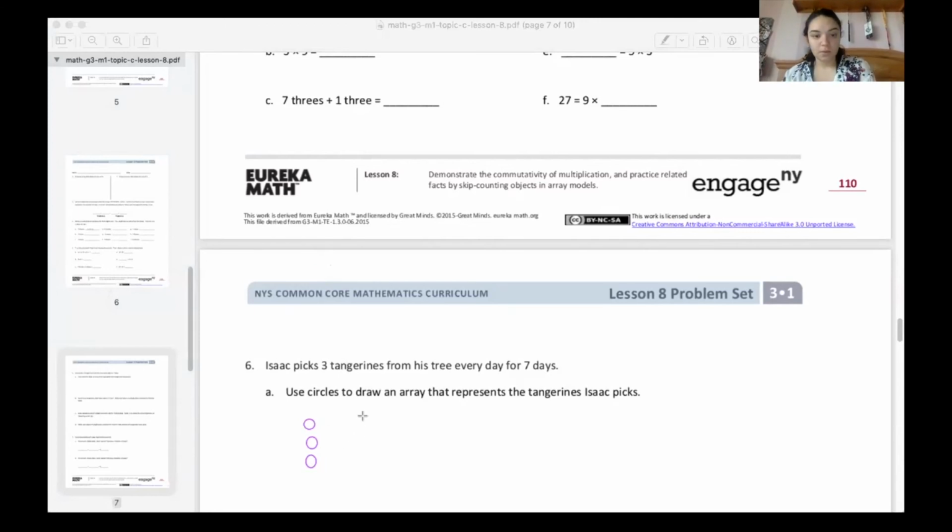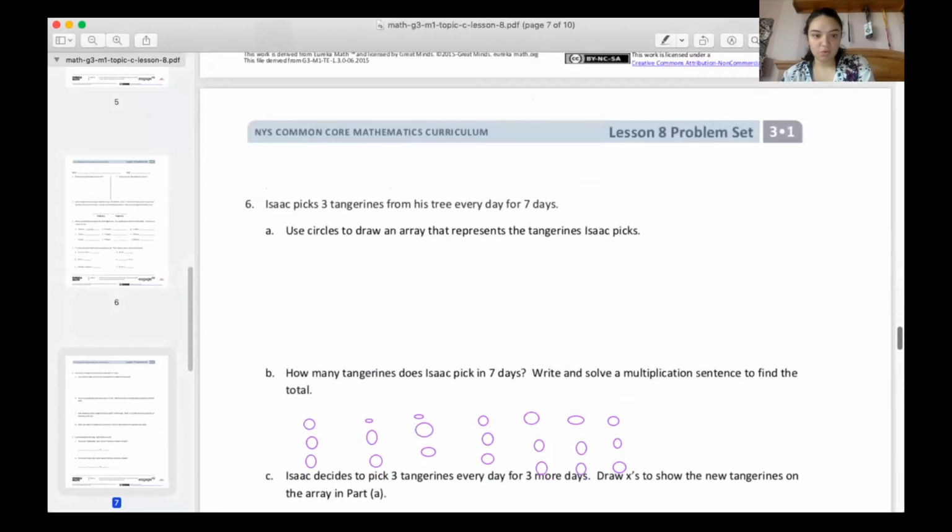So we have day 1, oops, day 2, day 3, day 4, day 5, day 6, and day 7. So this is just a very spread out array, but it is still an array because we have 3 groups with 7 tangerines in each group. So there's our array.